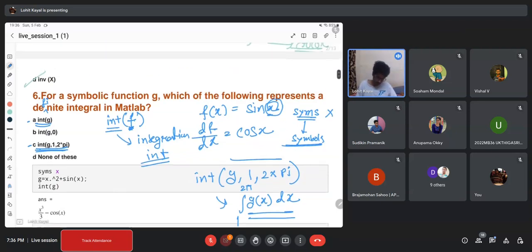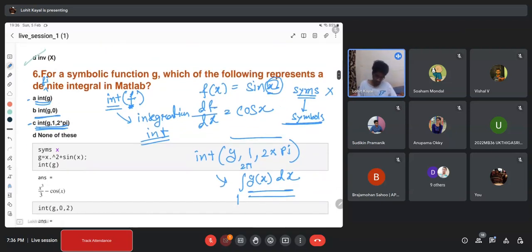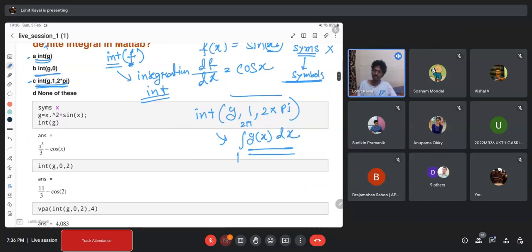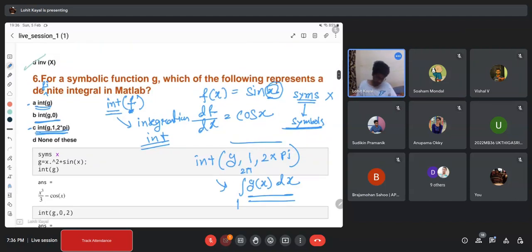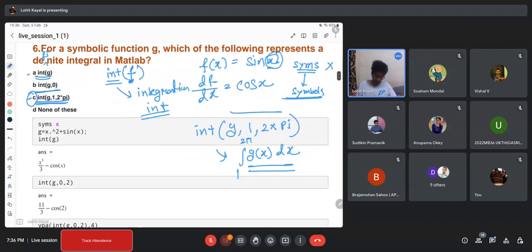So this will be the correct interpretation. And the other one doesn't make any sense because it just has a lower limit. Suppose you have something like x equal to 0 with no upper limit, f(x) dx. This is not a correct representation of a definite integration. If you have an upper limit x equal to b, then only it is a definite integration. So the correct option will be this one, this C.